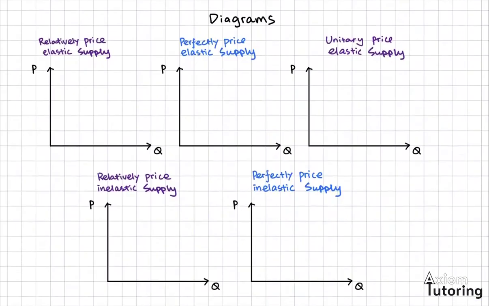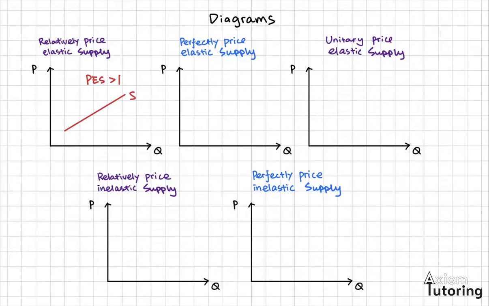First, price elastic supply with PES greater than 1. On the diagram, the supply curve is relatively flat. This means a small change in price will lead to a larger change in quantity supplied. A real-life example would be mass-produced manufactured goods, such as phone cases or T-shirts. These can be produced relatively quickly with existing machinery, so supply is more responsive.